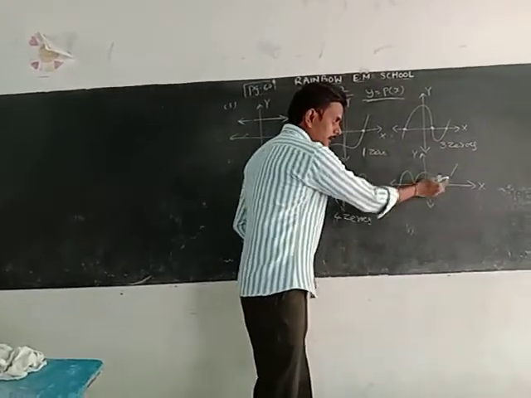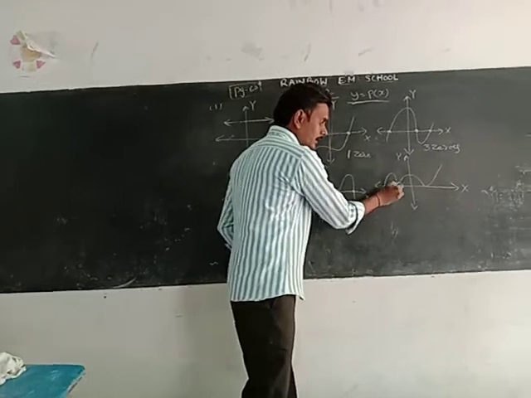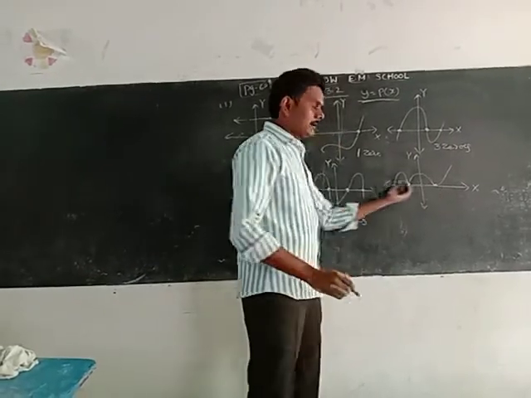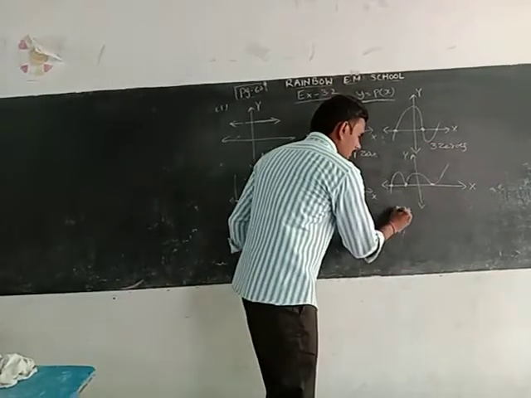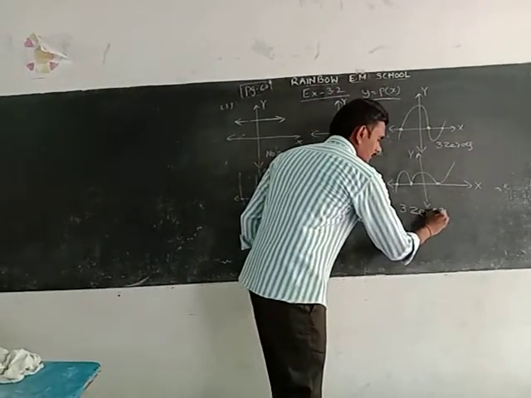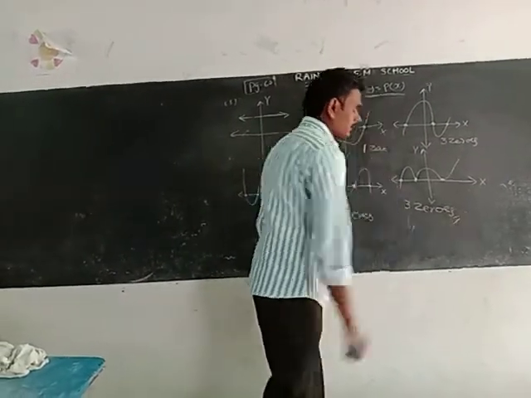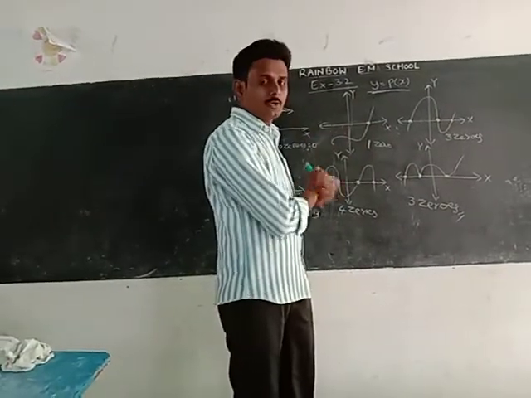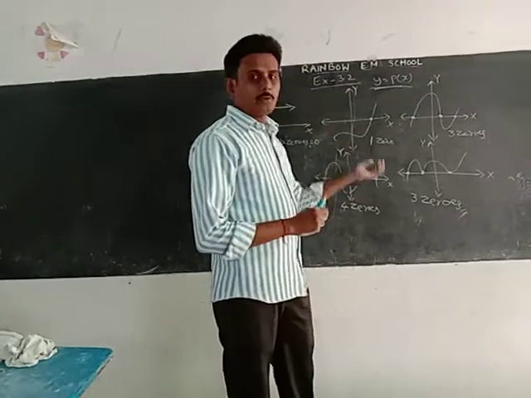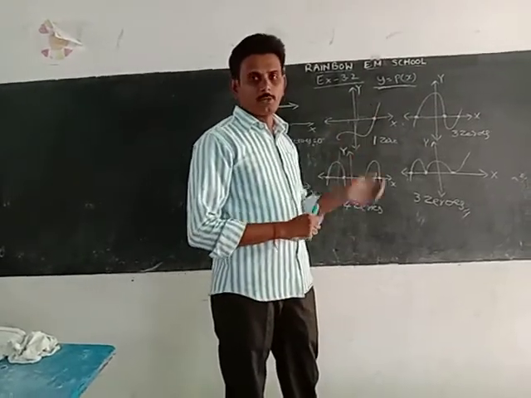How many times is it touching? Similar one. 1, 2, 3. It cuts the x-axis 3 times. So the number of zeros equals 3 zeros. Whenever a graph is given to you, we have to identify the number of zeros. We will follow this model.